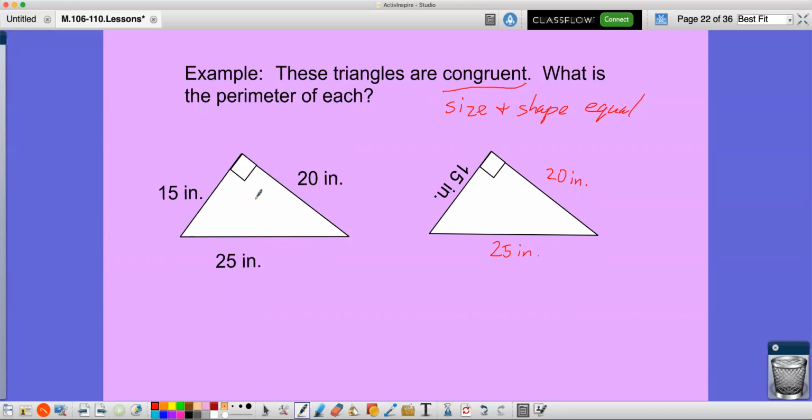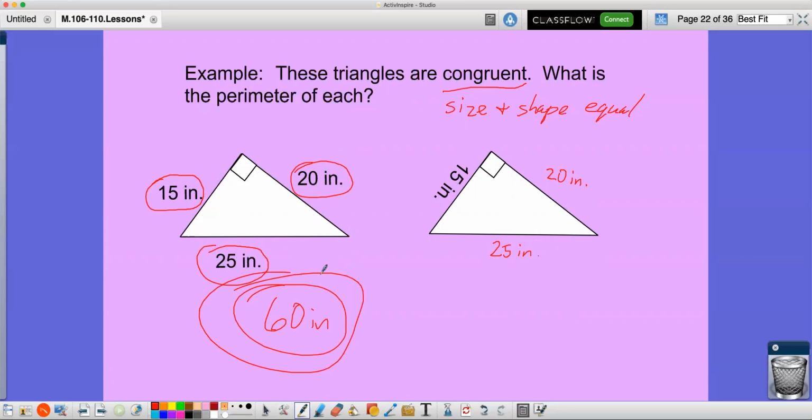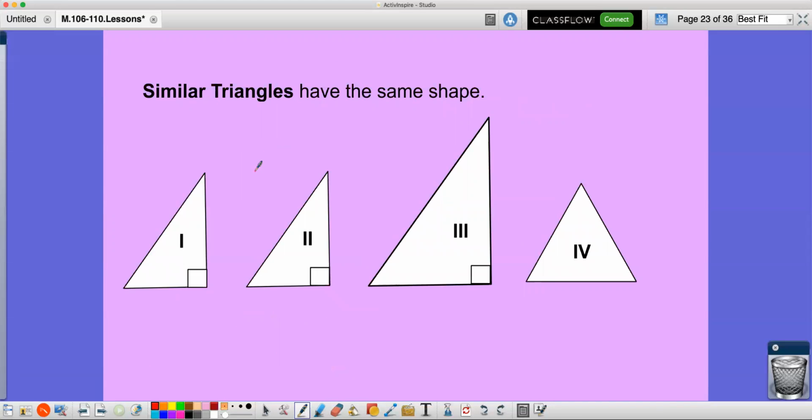So if the size and shape of both of these are equal, now we know what the perimeter is just by taking 15 plus 20 plus 25, which would be, let's see, 30, 40, that'd be 60 inches, the perimeter of this triangle. And since this one is a congruent triangle, it's also the same. Here are some similar triangles. They have the same shape, but not necessarily the same size. This one is similar to this one. It's also similar to this one. It is not similar to that one.